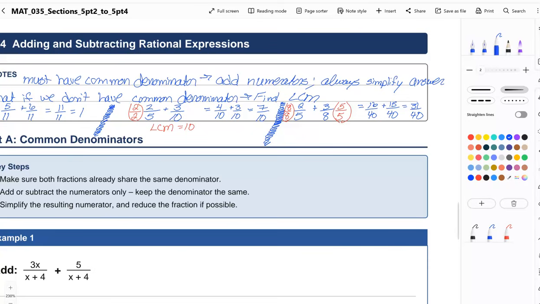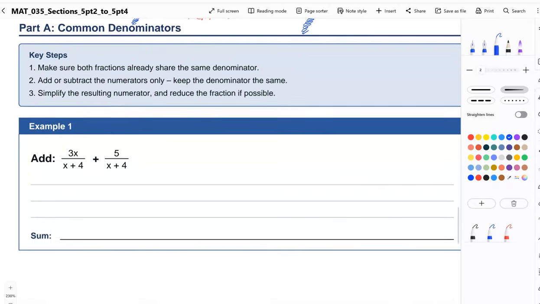So the same concept is going to apply when we have rational expressions. For the first one, we have 3x over x plus 4 plus 5 over x plus 4. We have the same denominators, so we're just going to add the numerators. We have 3x plus 5, and that's over x plus 4.